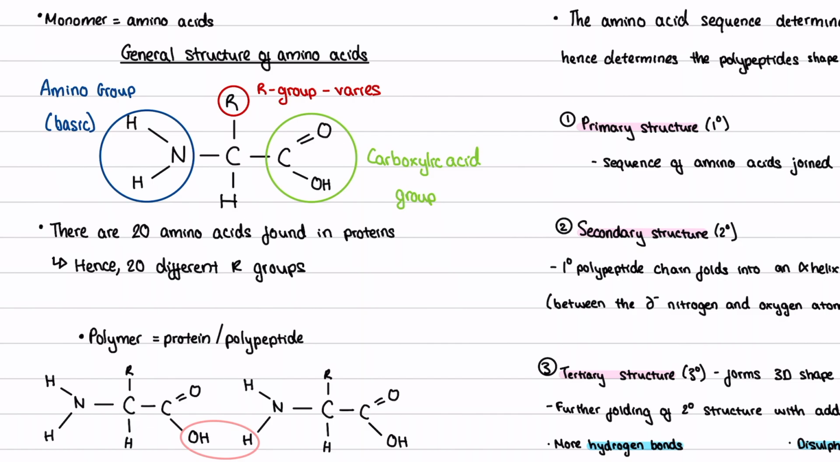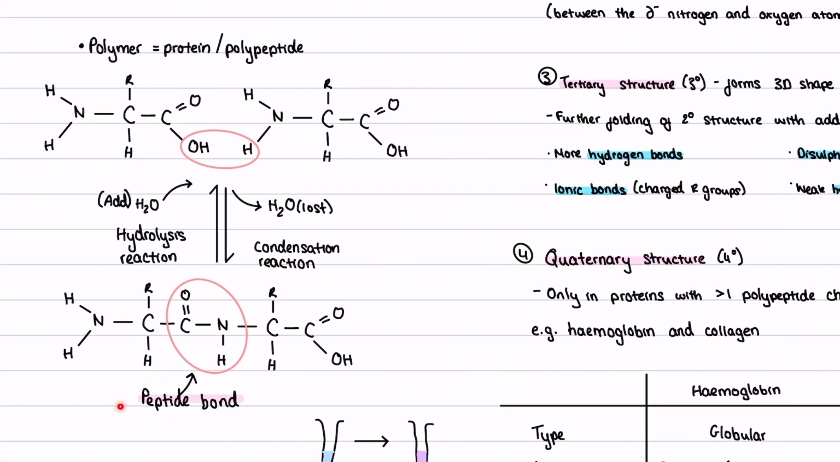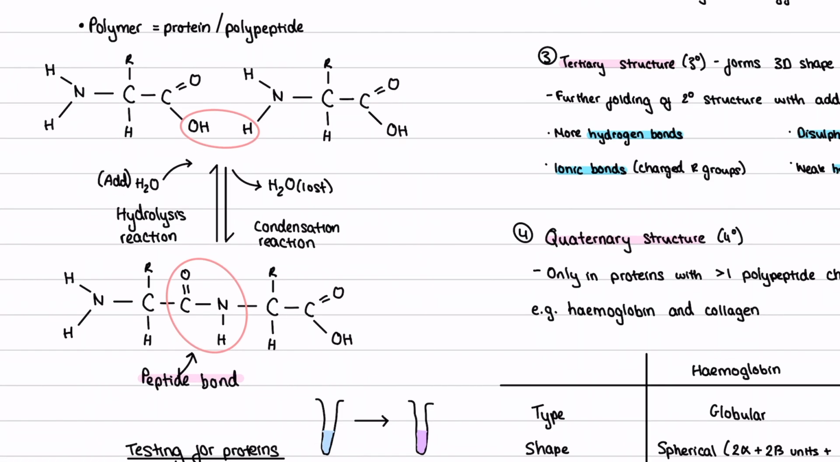The bond that forms between two amino acids is called the peptide bond. This covalent bond forms by removing a water molecule, the hydroxyl group from the carboxylic acid group, and the hydrogen from the amino group. This is done by the condensation reaction. In order to reverse this and break the peptide bond, this is done by adding a water molecule via a hydrolysis reaction.